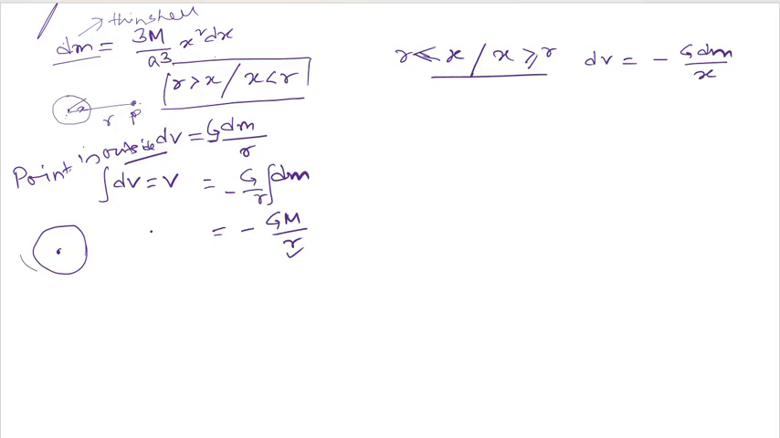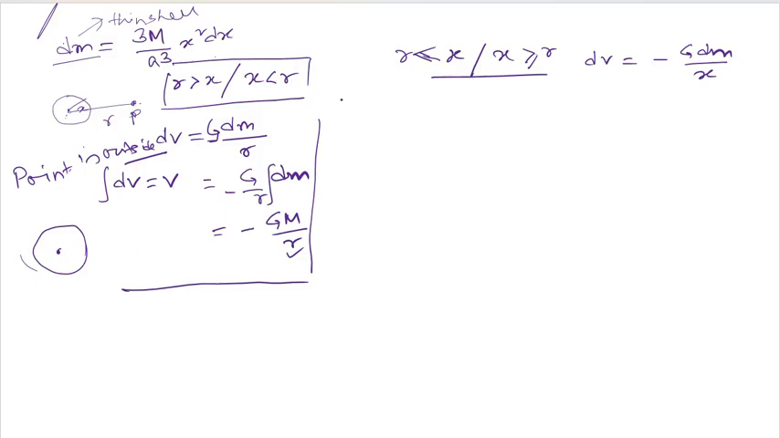So for a point lying outside, no issues, correct? We have come up with this, and there are no issues. This is the point lying outside. Same formula, correct? GM by r, where G is the gravitational constant, M is the mass of the total solid sphere, and r is the distance from the center to the point.